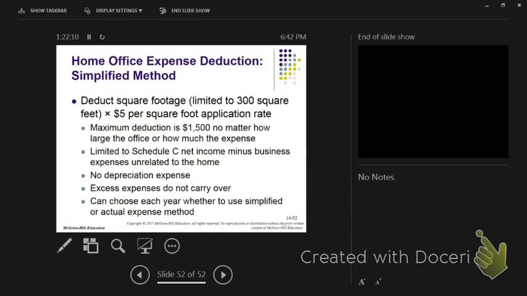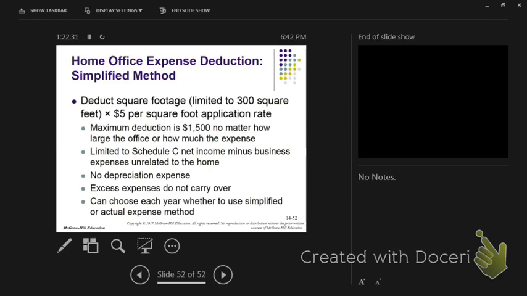Now, the simplified method is limited to 300 square feet. Basically, you can't have a bigger space, which most people don't. Times $5 a square foot. Maximum is $1,500 that you can deduct. It's limited to a Schedule C, minus any business expenses. No depreciation. So it's a very simple way of doing it, but you're easy and you're done.